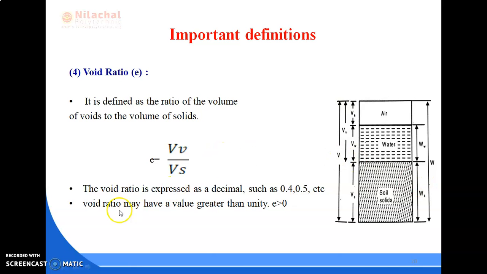So e equals Vv by Vs. Again, the void ratio e is always expressed in decimal. For example, our answer would be 0.4 or 0.2, 0.3, 0.5 etc. And its value is always greater than 0. That means the value of void ratio is always positive.